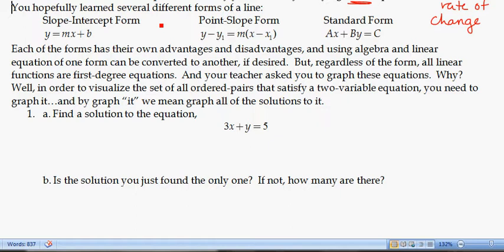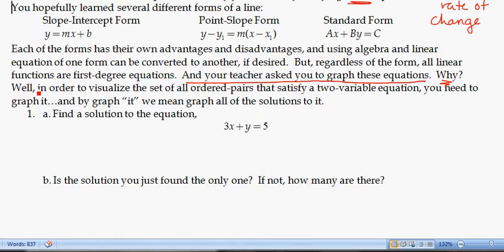So hopefully, I expect that you have seen these different forms of a line and hopefully even learned how to convert between these different forms of a line. So this is all review. But again, your teacher probably asked you to graph these equations. And why are we graphing again, right? What does it mean to graph a linear equation?